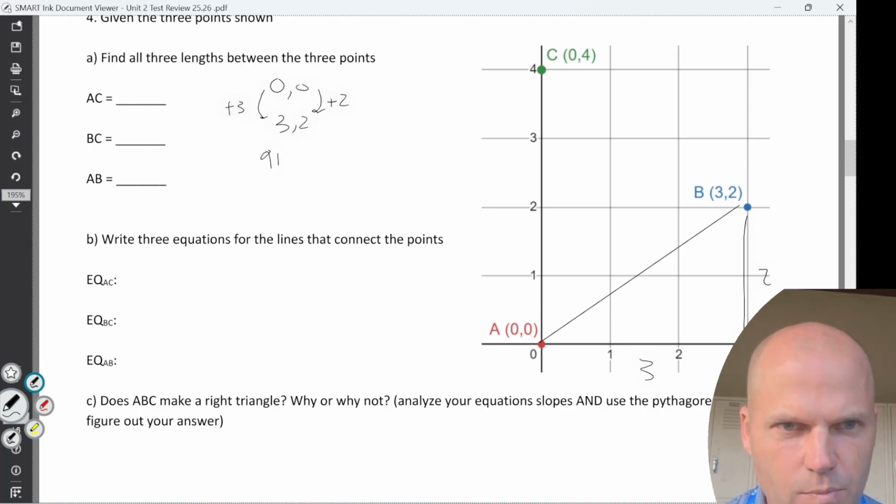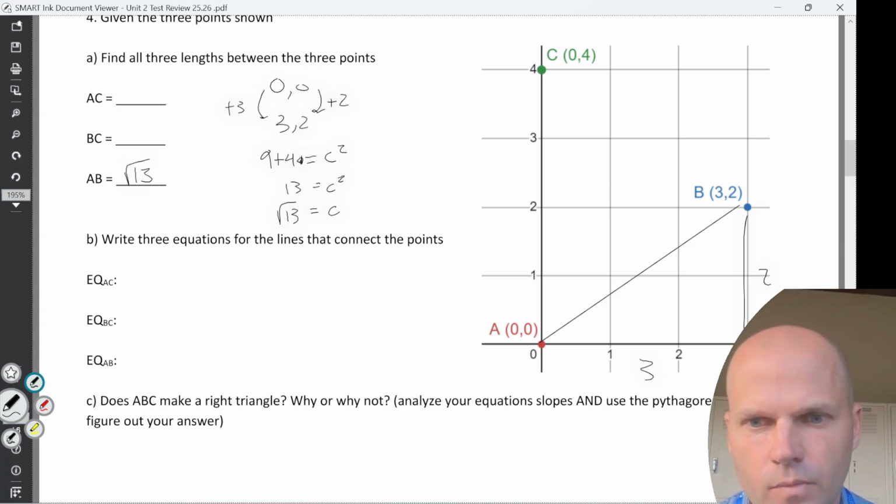We have a squared plus b squared equals this diagonal length squared. c squared equals 13, which means c equals root 13. So from (0, 0) to (3, 2), which is the length of AB, we have root 13.